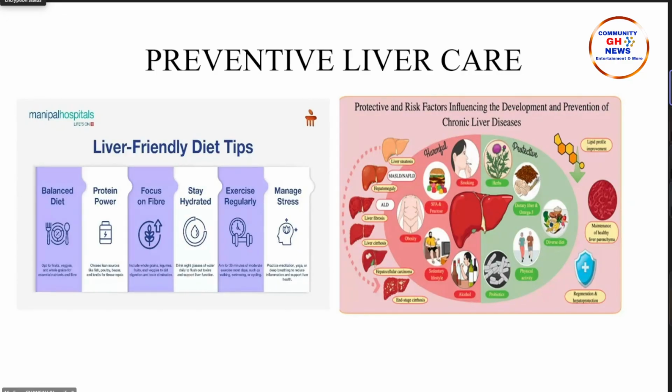The person will say, "I take 2 of the small Voltic bottles a day." That's not enough. You have to be drinking more than that, at least 6 of those bottles. So in a day, you're supposed to be drinking at least 3 liters of water. That's the only way your kidneys and your liver will function properly.